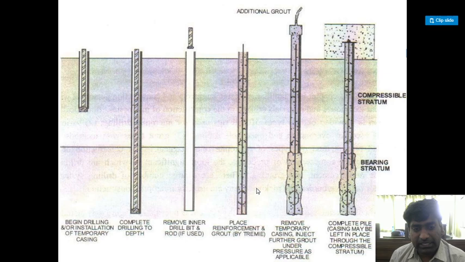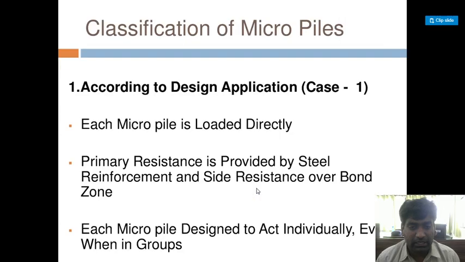Classification of micropiles: design behavior, case 1 and case 2, method of grouting, type A, B, C, D and E. According to design application, in case 1, each micropile is loaded directly. Primary resistance is provided by steel reinforcement, by side resistance and overbond zone. Each micropile is designed to act individually even when in a group. Actually, this topic is not in your syllabus, so it is not that important to learn about micropiles.